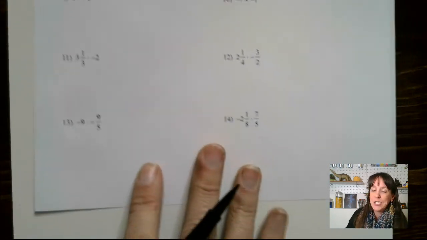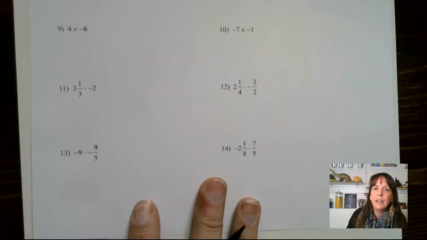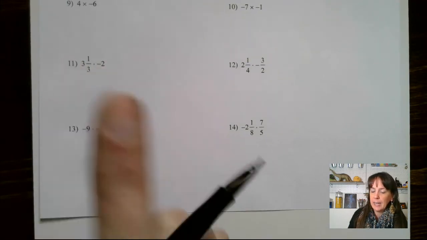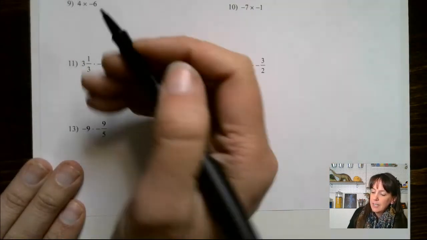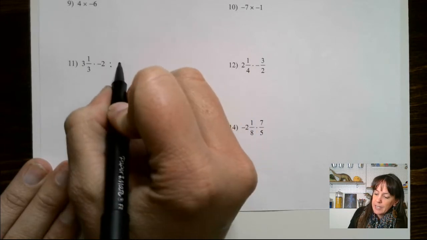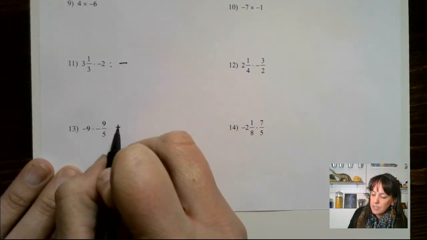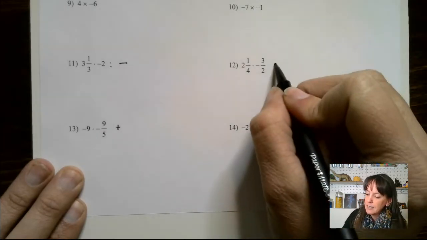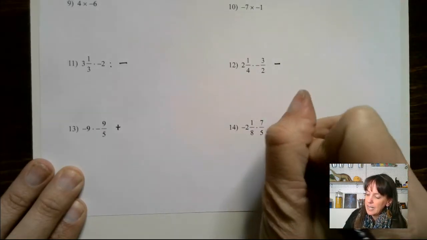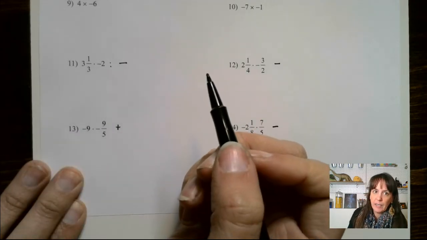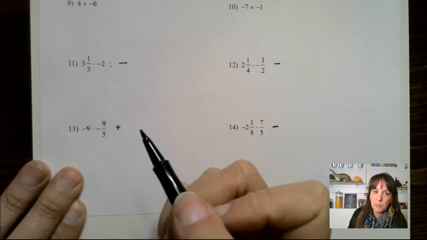Let's talk about rational numbers, meaning fractions, right? So let's talk about these rational numbers here. You'll see that we have a positive and a negative. So different signs here, which means we're going to have a negative answer. Same signs, 2 negatives, positive answer. Different signs, negative. Different signs, negative. Now we just have to do the math part. Remember, when we're multiplying these guys, we want to turn them into improper fractions.